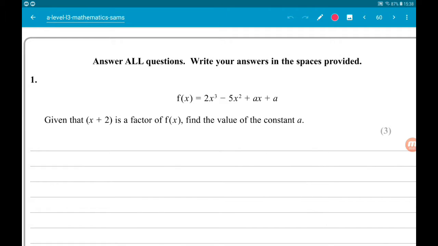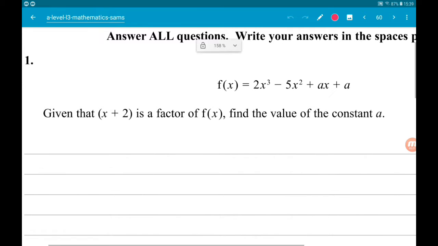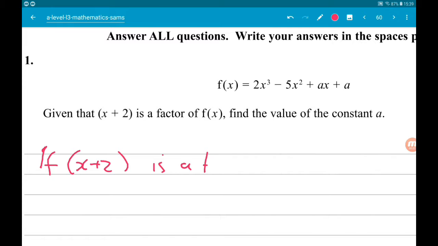Okay, number 1. f of x is 2x cubed minus 5x squared, add ax, add a. Given that x add 2 is a factor of f of x, find the value of the constant a. So, by the factor theorem, if x add 2 is a factor, then f of minus 2 is equal to 0.